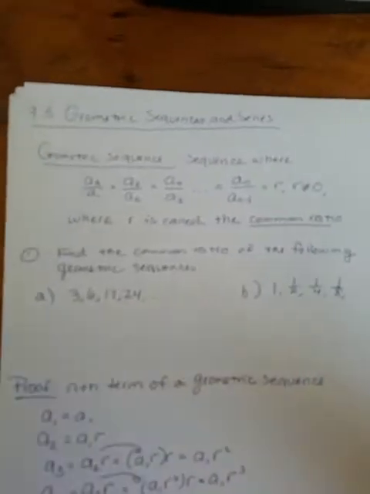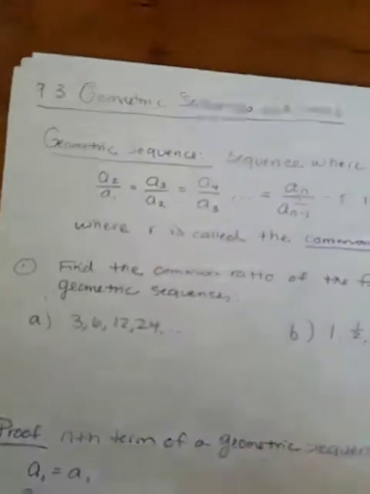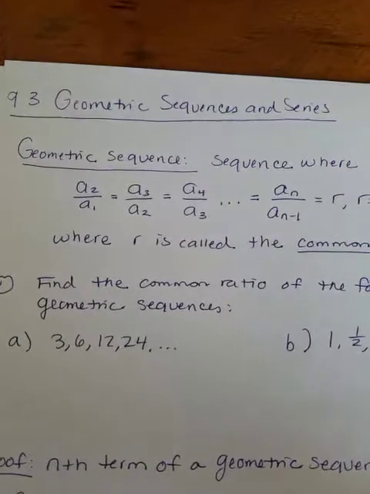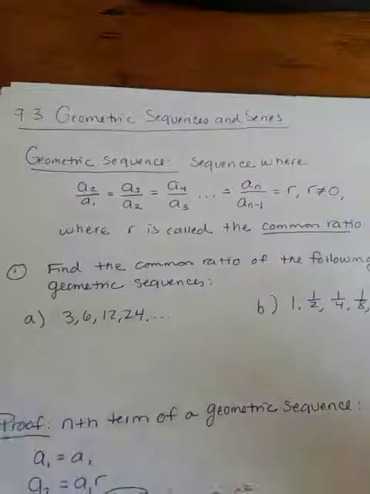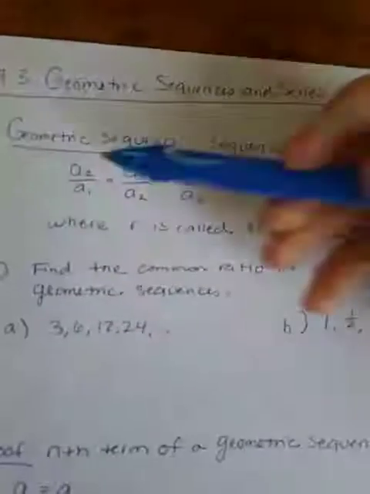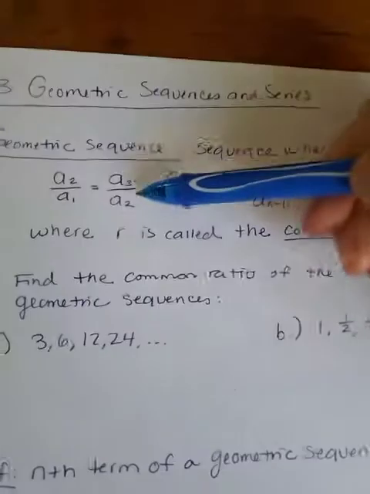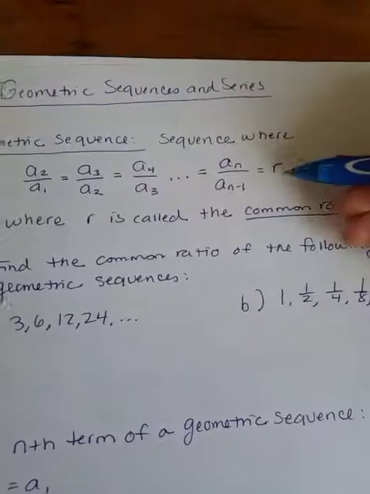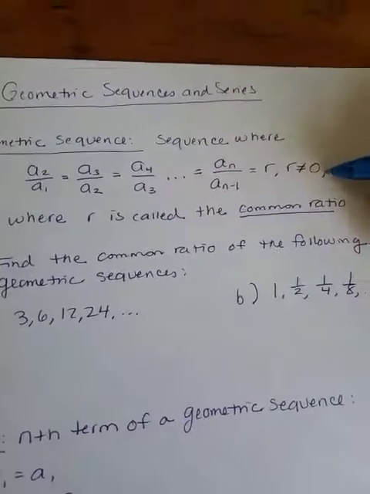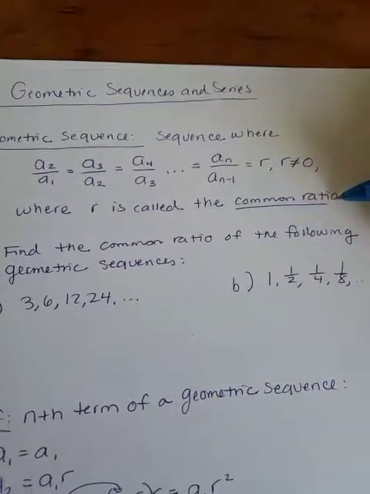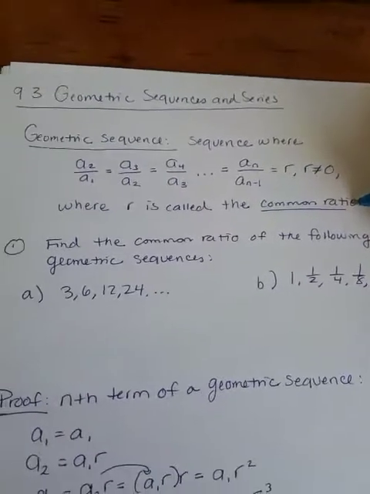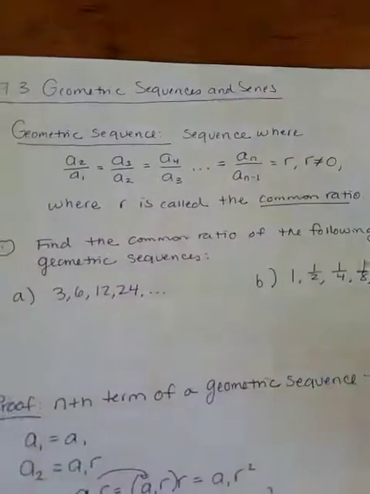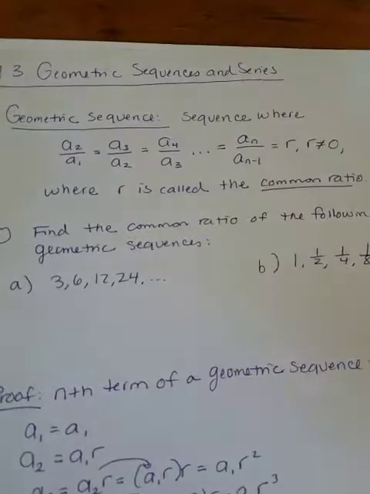So our last section of the week is 9.3, which is geometric sequences and series. As you could guess, a geometric sequence is a sequence where a sub 2 divided by a sub 1 is the same as a sub 3 divided by a sub 2, etc., which we call R. R clearly can't be 0. R is called the common ratio. Just like yesterday's assignment, but now we're dealing with multiplying.